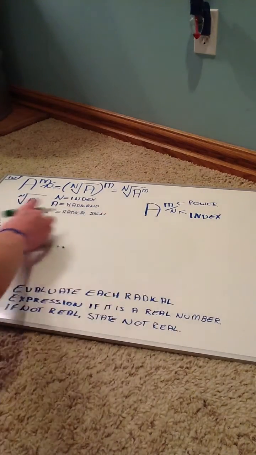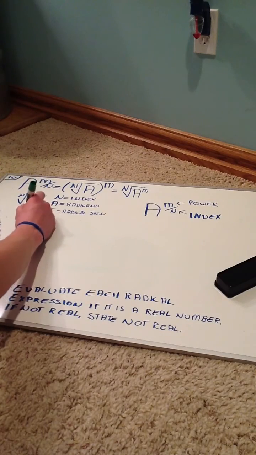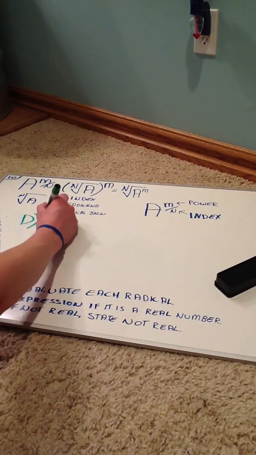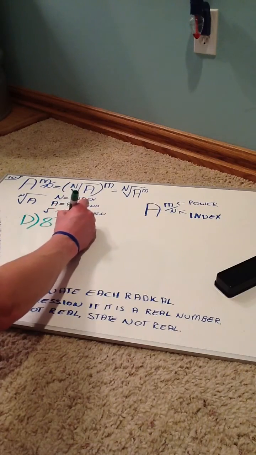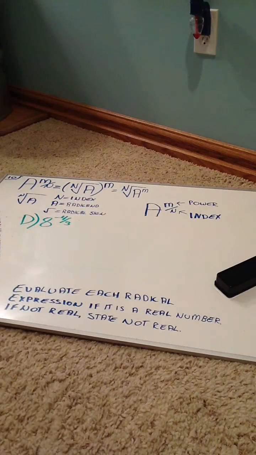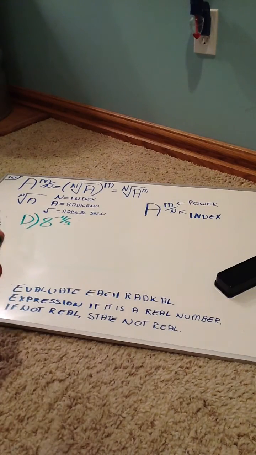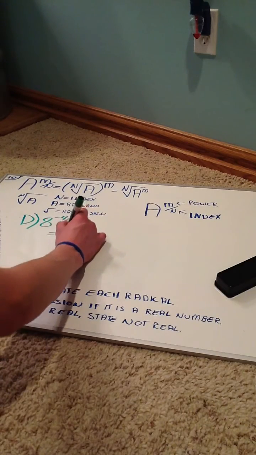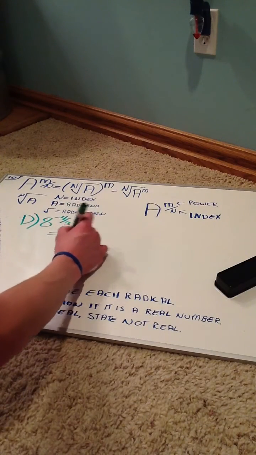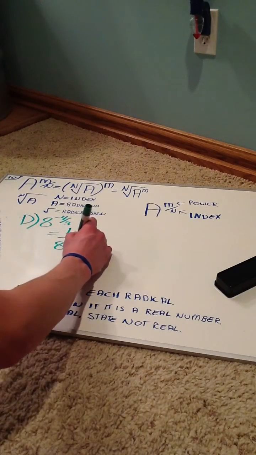So, we're going to do another one. Now we have D, which is 8 to the negative 4 over 3. Alright, so right away, I want to get rid of our negative exponent. So using our negative exponent, we will now have 1 over 8 to the 4 thirds. That's a little better.